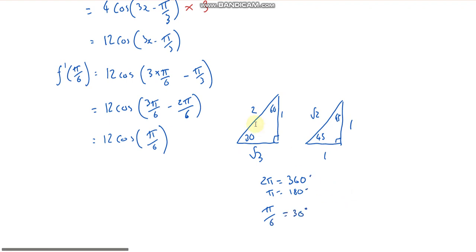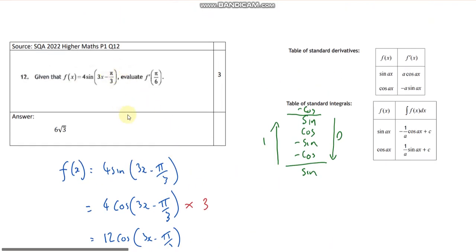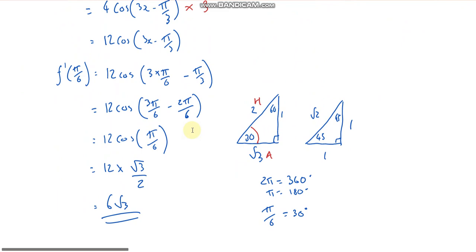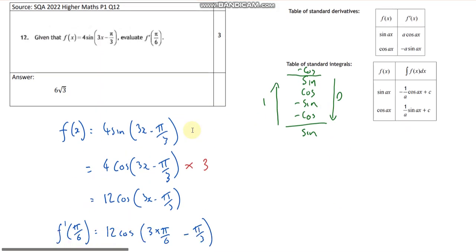So cos of 30 degrees. Cos is the adjacent over the hypotenuse. So I'm going to have 12 multiplied by root 3 over 2. Very good. 12 divided by 2 is 6, so that's 6 root 3, and that's me finished. Not an awful question at all. Definitely worth knowing. 3 marks. It's not a quick question, but I wouldn't say it's too tricky though. So I hope that's helpful, and we'll try and squeeze another one into the video.